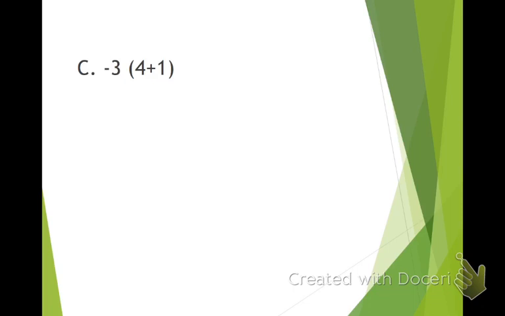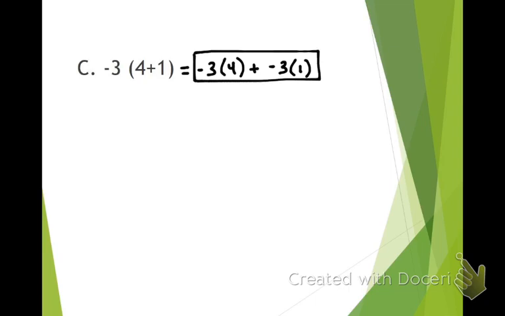Who thinks they can do this one for me? Ashley, try it out. Write an equivalent expression first. Negative 3 times 4, plus negative 3 times 1. Excellent job. Thank you for keeping the negative that's there, and she kept the plus there also. Nice work, okay? So let's box that in because that is my equivalent expression. We always want to box our answer.